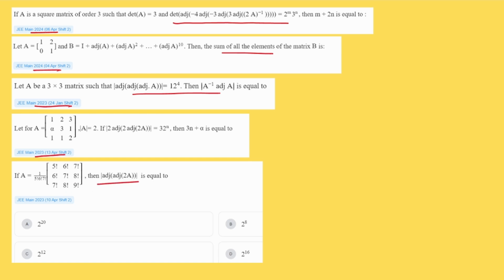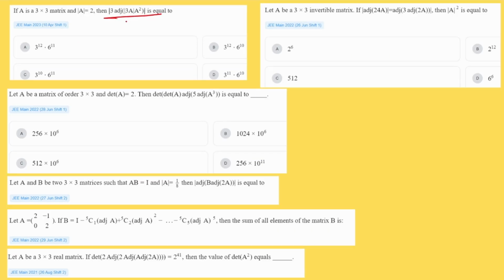Again, finding the adjoint, determinant of adjoint 2A, right? You can say it is a determinant of multiple kinds of adjoint, and again sometimes 2, 3 and all are involved. Here again, determinant of adjoint 2A, a concept related to adjoint and properties of adjoint, 2023 10th April. Adjoint property, 2022 26th June. This question was asked in the year 2022. This was asked again in 2022, on the 27th of June. This was asked on the 28th of June.